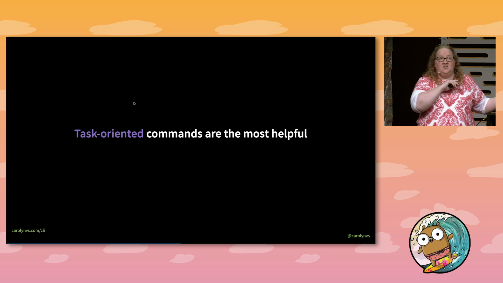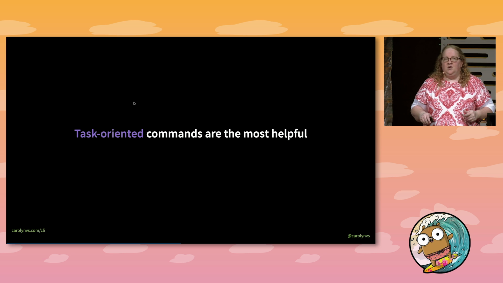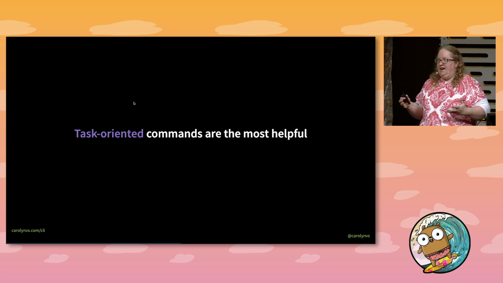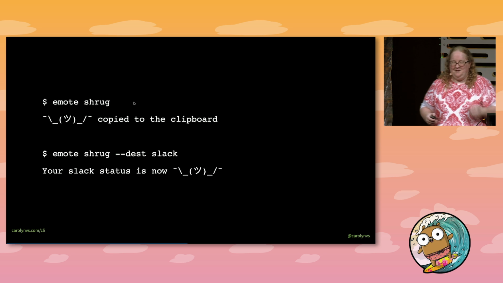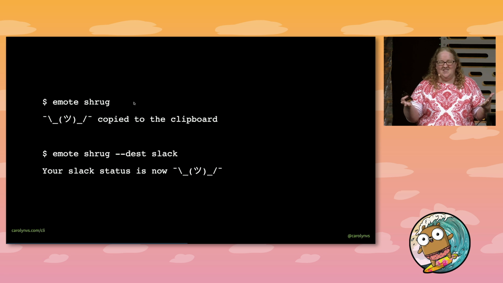Now, none of this is actually super useful. Like if I made a CLI and I stopped here, there was no point. The real reason why anyone uses the emote CLI is to print silly things to Slack. So what I really wanted was emote shrug or emote table flip. And these are things that are task-based commands.